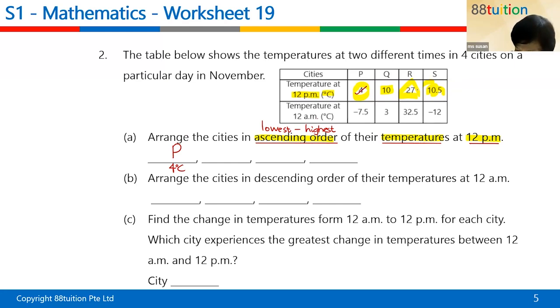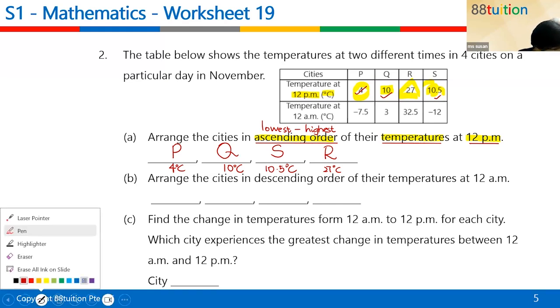Now the second one is 10 and 10.5. So of course 10 is a lower temperature, right? So 10 degrees Celsius, and this is Q. All right, then followed by S, which is 10.5 degrees Celsius, and then R, 27 degrees Celsius. Okay, so far okay? Just using the temperature to rearrange.